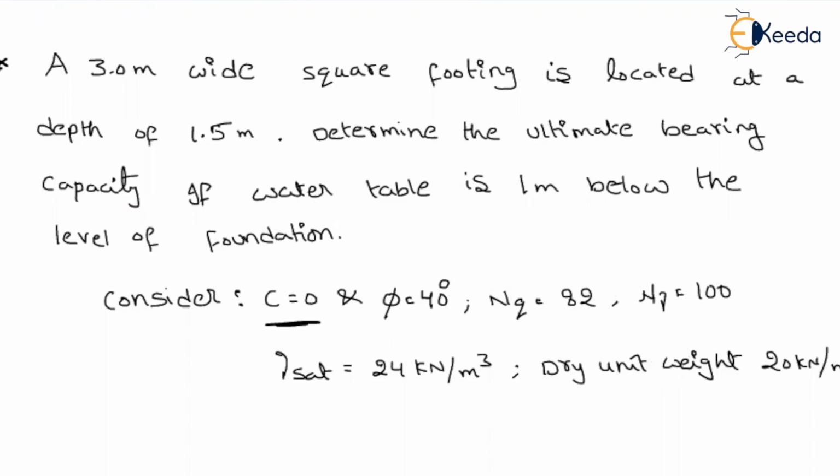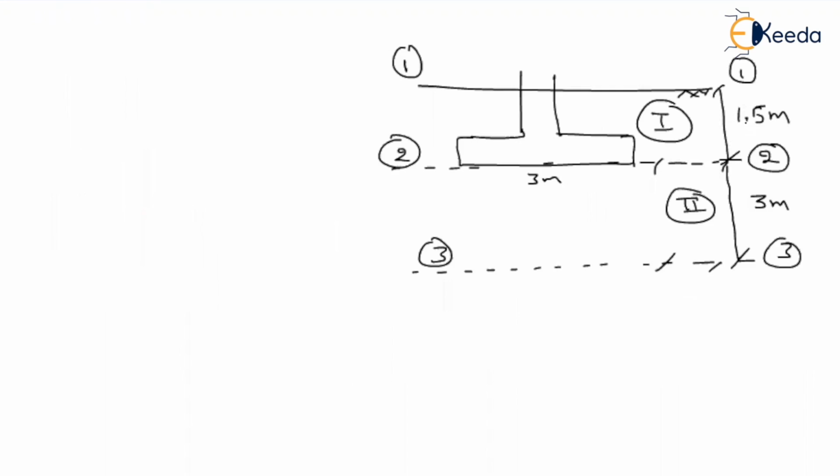Let us represent that. Here diagrammatically I have already represented the foundation. Now where is your water table? Your water table is 1 meter below the level of foundation. Foundation is 3 meter from this. It will be somewhere here. So 1 meter below. From here to here, what is the distance? 1 meter. From here to here, what is the total depth? 3 meter.